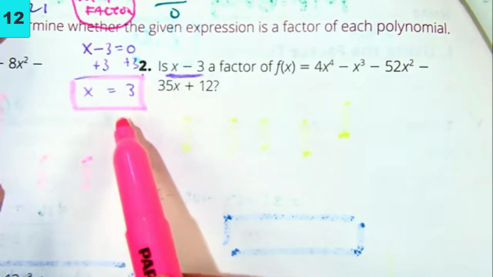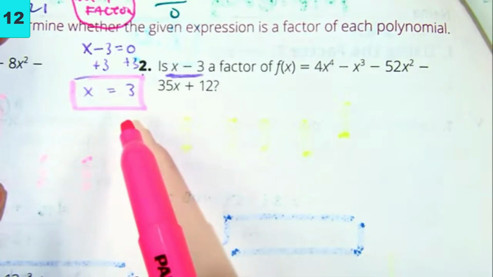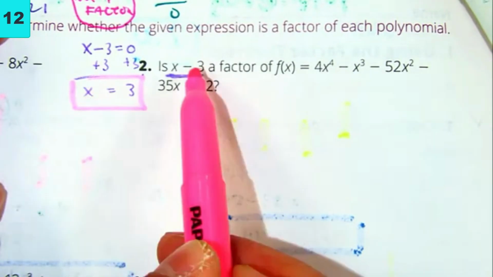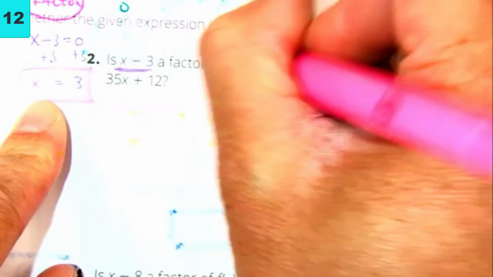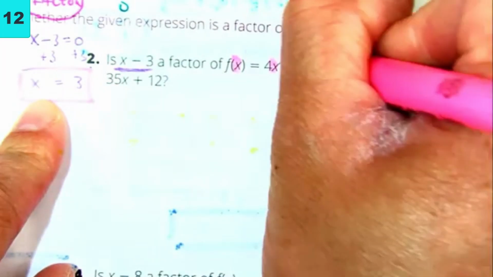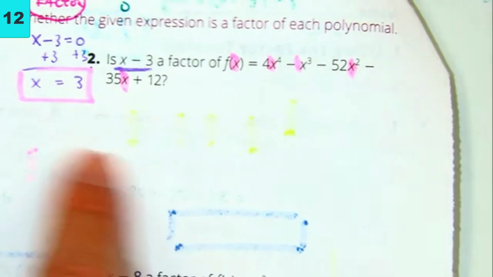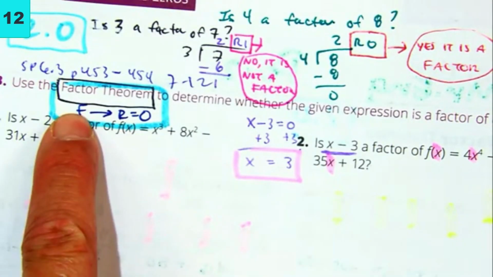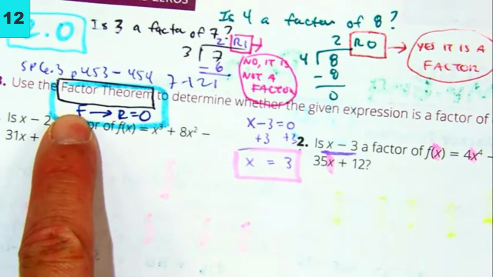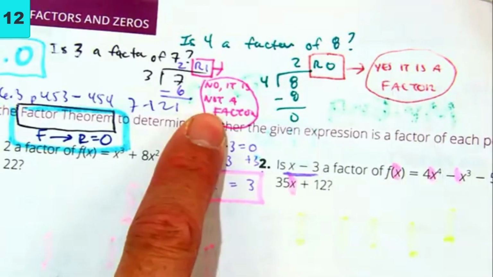It's kind of like a hamburger. It's the same thing as a burger. Okay? X equals 3 is the same thing as x minus 3. How do we use that? If I take this value, now I can put it in for every x value. And then we're going to figure out if the answer is equal to 0, then it's a factor. But if I have a remainder or a different number, then it's not a factor. Let's do that together.